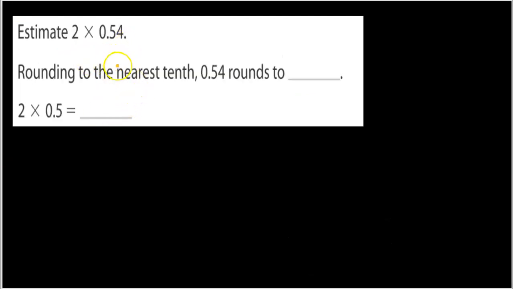So it says estimate 2 times 54 hundredths. Rounding to the nearest tenth, that's this number right here, this 5. I'm going to look at the 4. That 4 tells me that the 5 is going to stay the same, so it's going to be 0.5. Okay? Now, 2 times 0.5. Well, that means I can either add 0.5 two times if I'm doing repeated addition.